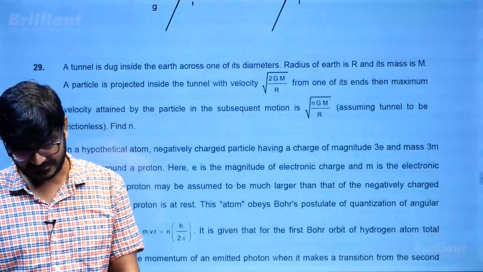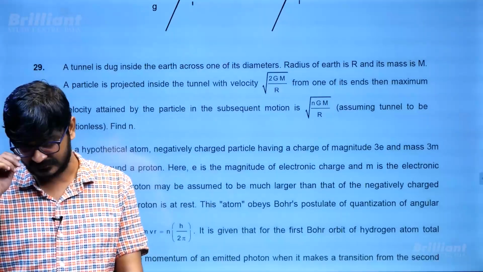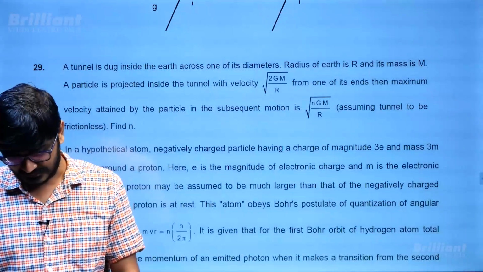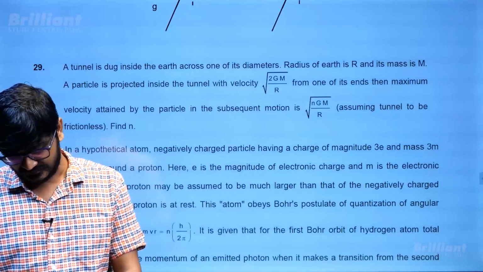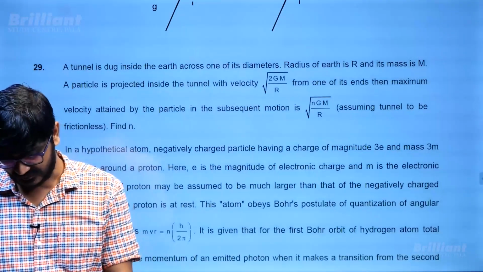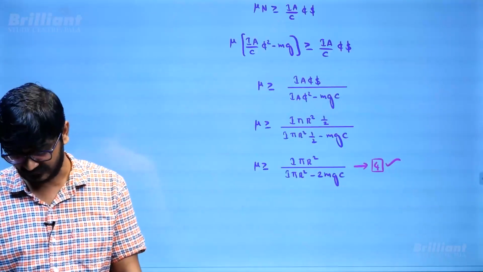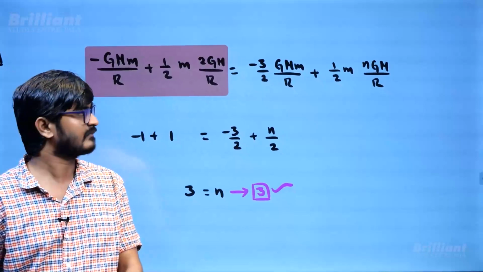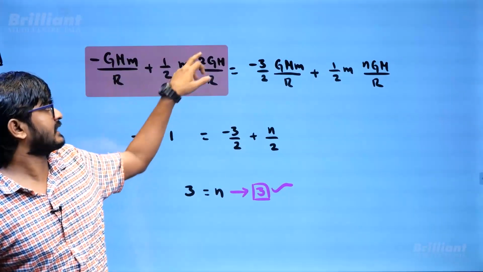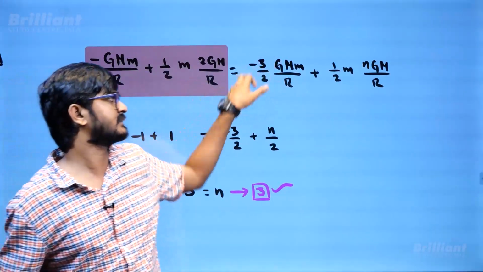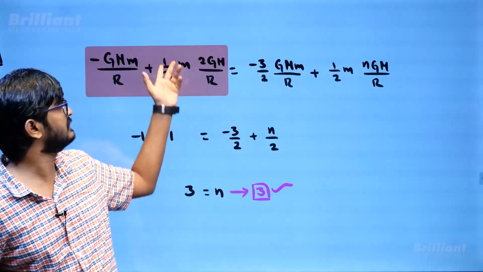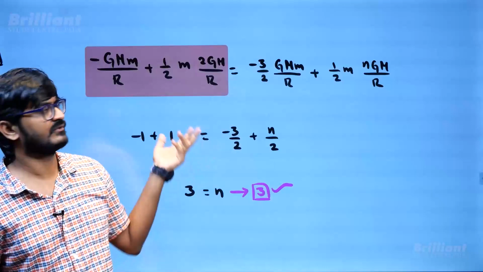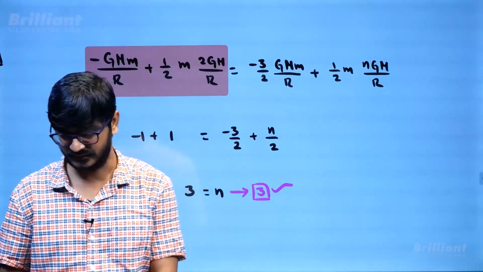A tunnel is dug inside the earth across the diameter. Radius of the earth is R and mass is M. A particle is projected with some speed. So what is the velocity in the subsequent motion? I didn't draw the figure, but you know it's energy conservation. Potential energy at the surface and kinetic energy at the surface equals potential energy at the center plus kinetic energy at the center. So from there you will be getting the required answer, and you can see it will be escaping to infinity because the total energy is going to be 0.